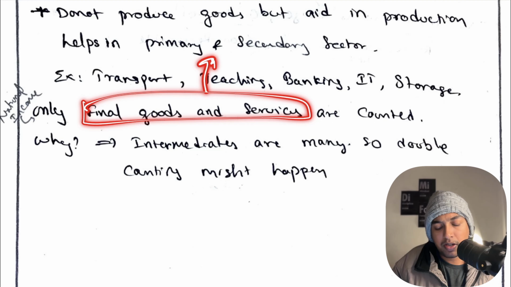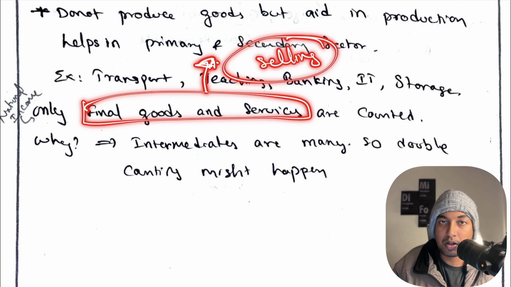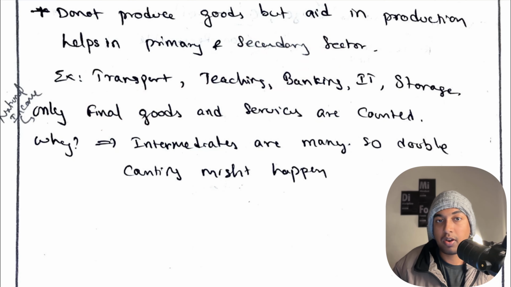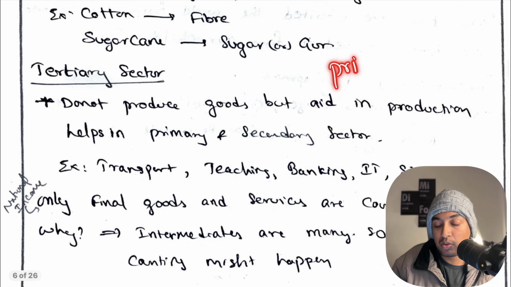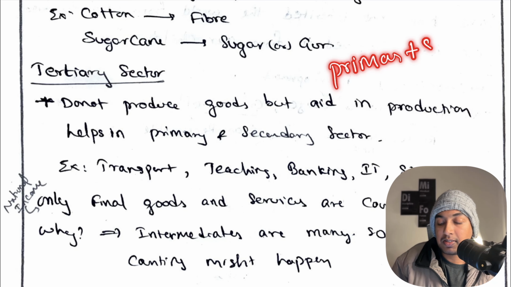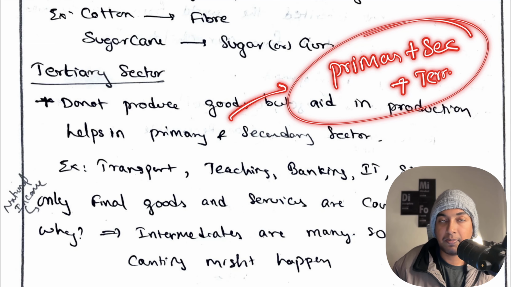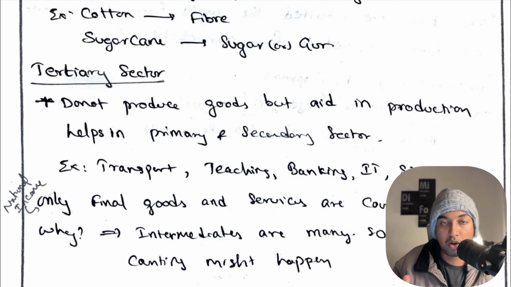Maybe in some cases the industrial sector goes directly to selling, but that is nothing but the tertiary sector. Without selling you cannot do anything. If you produce and keep it in your godowns, nothing happens. So even storage is in the tertiary sector. If there is no primary plus secondary plus tertiary, you cannot produce and sell something. Hope you understood the whole concept now.